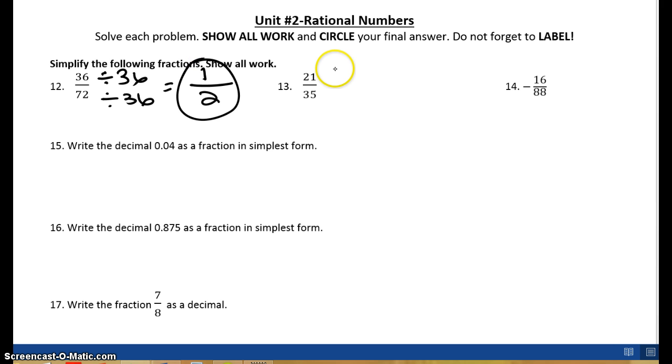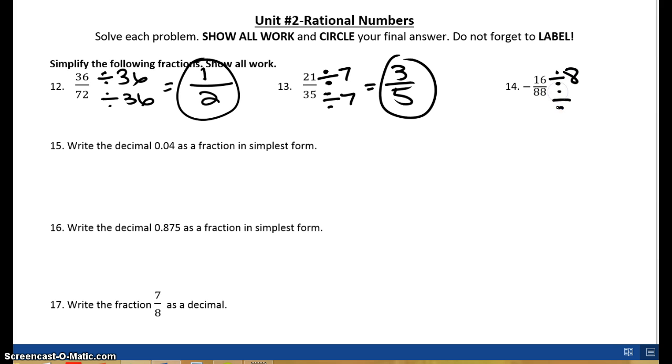Number 13, 21 over 35. I realize both of those are multiples of 7, so I'm going to divide both numerator and denominator by 7. I end up getting 3/5. Number 14 is negative 16/88. When I simplify, my final answer should also be negative, since I'm just simplifying the numbers, not changing the sign. Both 16 and 88 can be divided by 8, and you end up getting negative 2/11 for that one.